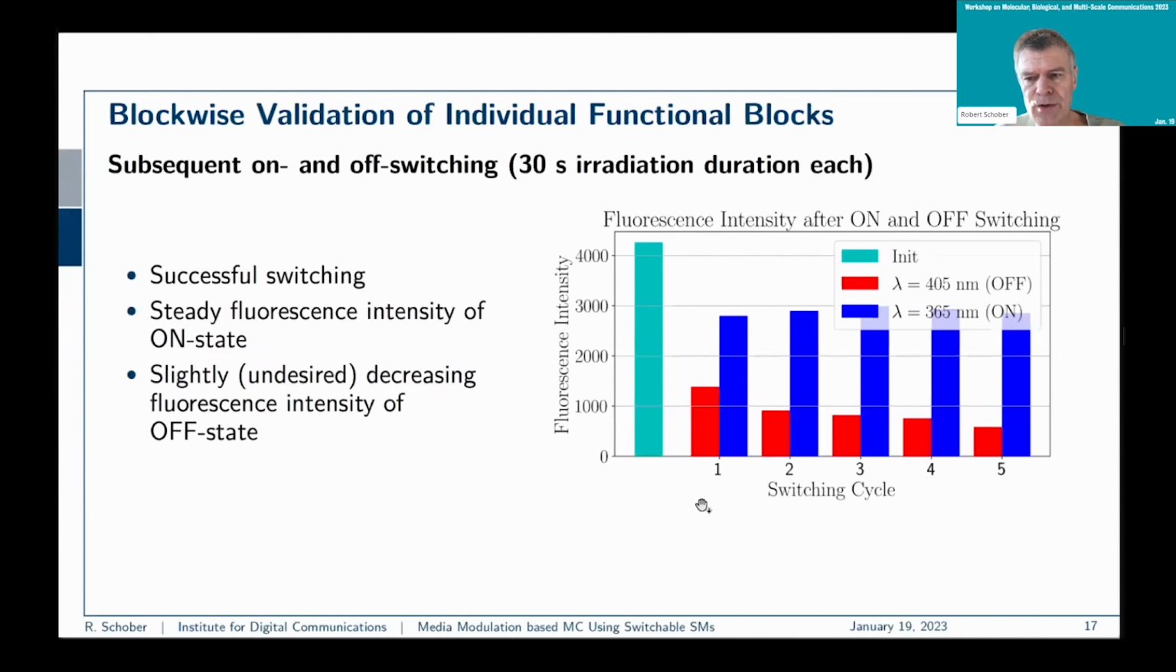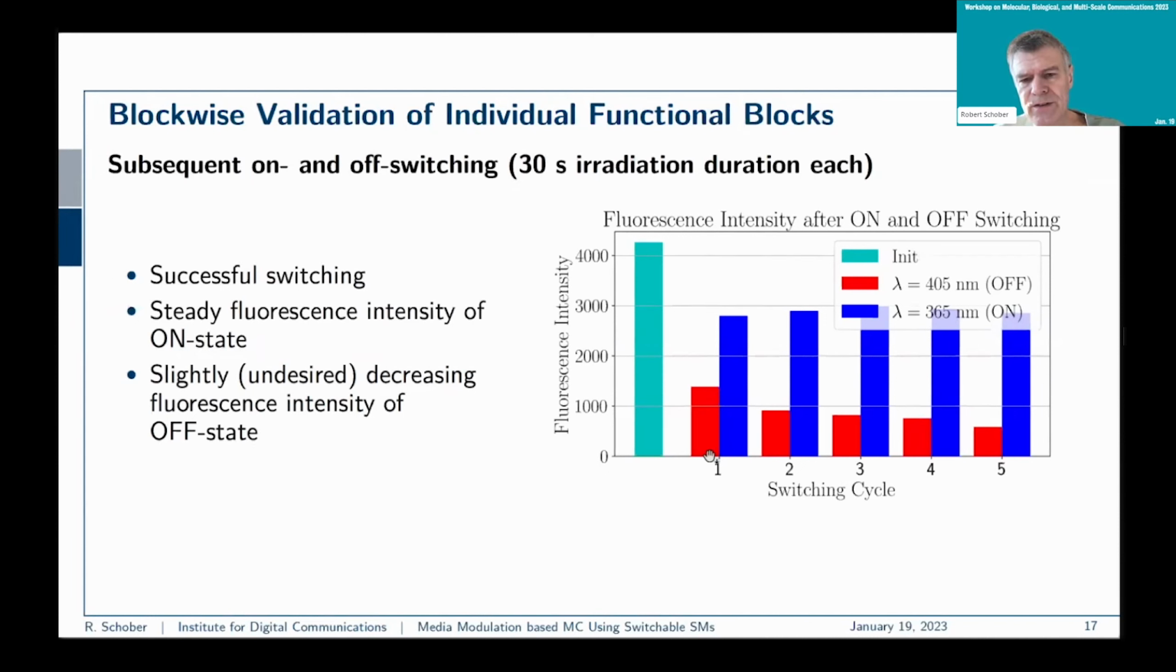So basically, we first switch the GFP off and do a fluorescence measurement, and that's the red bar. And then we switch it on again, right, using light with a different wavelength. And then this is the blue bar. And you can see that over multiple switching cycles, the red bar decreases, right? So actually the red bar should be 0, right? So in the off state, we don't want to see any fluorescence. But since the switching is not perfect, there is still some residual fluorescence.